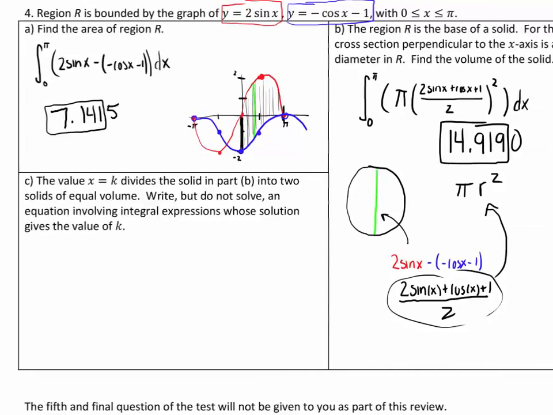Here we go. The value of K divides the solid in part B into two solids of equal volume. Write, but do not solve, an equation involving integral expressions whose solution gives the value of K. All right, so I remember part B, our volume was generated by cross sections perpendicular to x, where the cross sections, like this green line right here, represent the diameter of a circle.